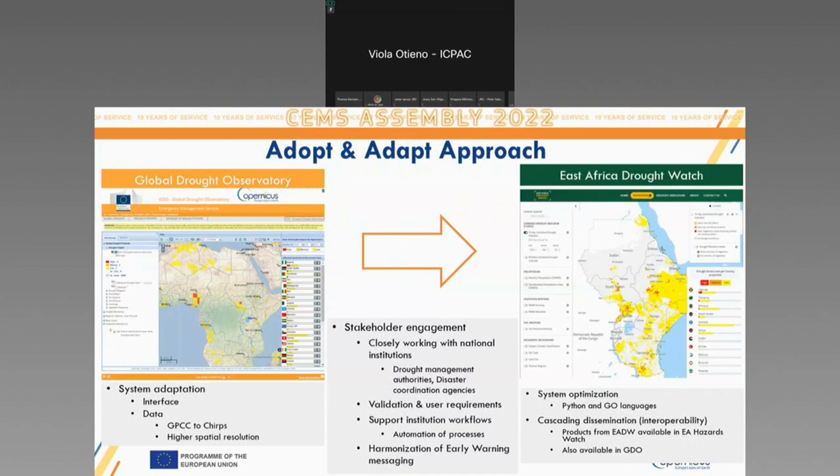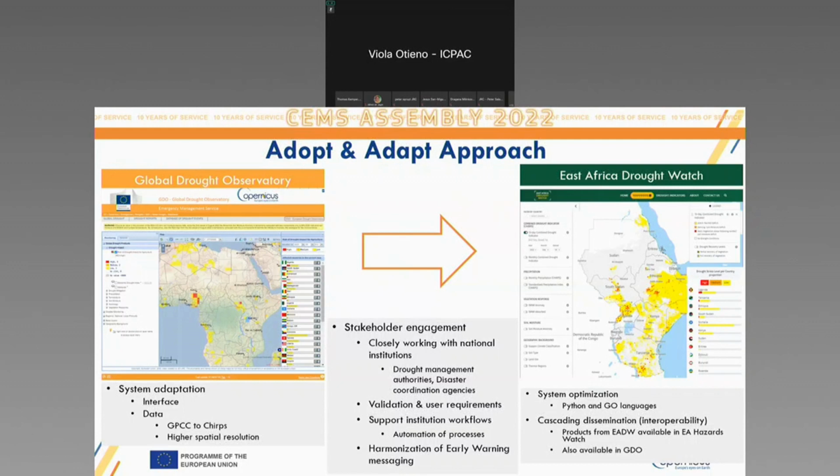The first results that we received of the combined drought indicator, when we presented it to the stakeholders, they said, well, this does not quite reflect what is on the ground. So we had to come back and do a bit of investigation, and we ended up replacing GPCC data with CHIRPS data, and most of the stakeholders are now happy with the CHIRPS data as well. That also means a higher spatial resolution.